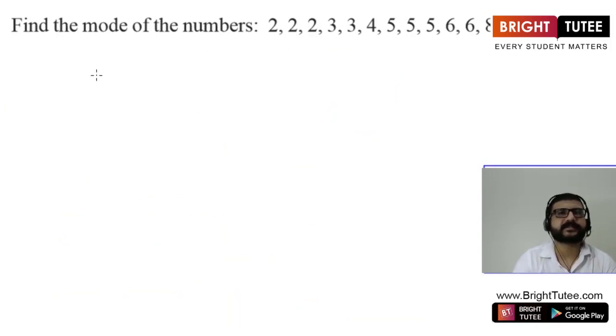Now let's see one more example on the mode of the data. The question is, find the mode of the numbers, and the numbers are given here. So what we will do, we just have to check here which observation is occurring most number of times. Now simply we can see from here, 2 is occurring 3 times, 3 is occurring 2 times, 4 is occurring only 1 time, and 5 is occurring 3 times, 6 is occurring 2 times, and 8 is occurring 1 time.